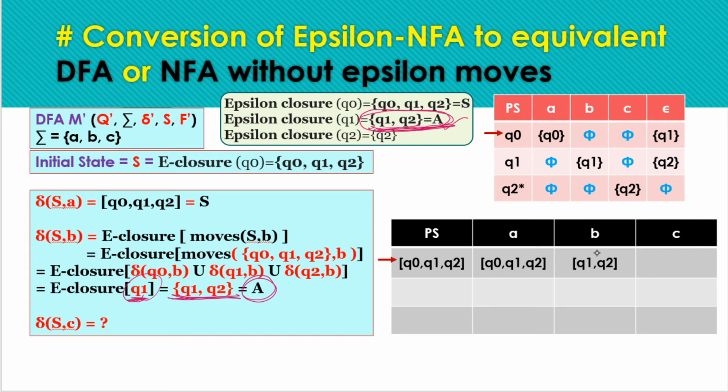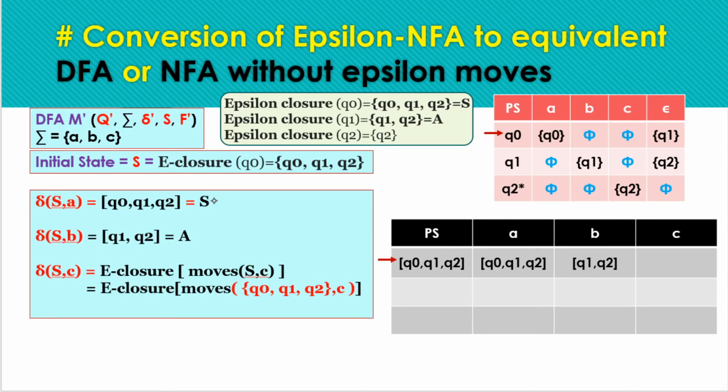The same is written in the table, because from S we have a move to state A for input symbol B, where A is equivalent to the set Q1 and Q2. So we can also write A here, and S here. This is up to you. You can use the abbreviations or the full state description in the transition table. Now we have to repeat the same steps for the transition for input symbol C. So these are finalized. Now we have to find the transition for input symbol C.